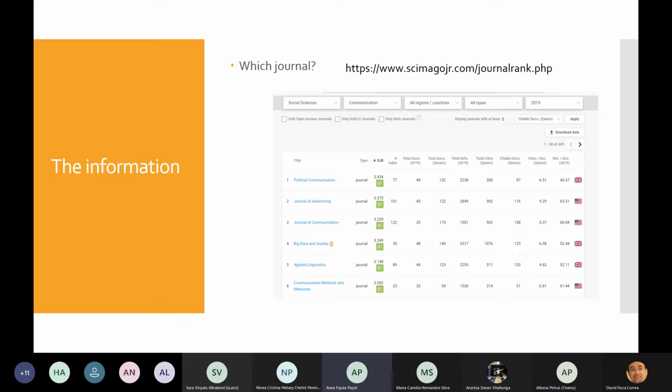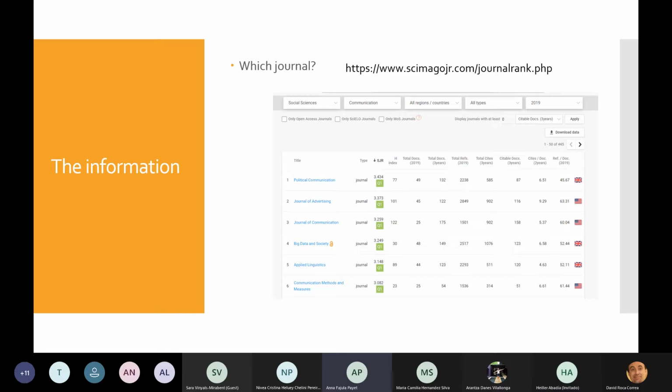And to do this, I think that we can start, for example, by taking a look at the database that you are seeing on the screen. In Scimago, I don't know if you know this database, you can find a ranking of the most important academic journals all over the world. And as you can see, you can filter the journals by areas, by categories, by countries, and years. And I think that's really a good point to start, okay?